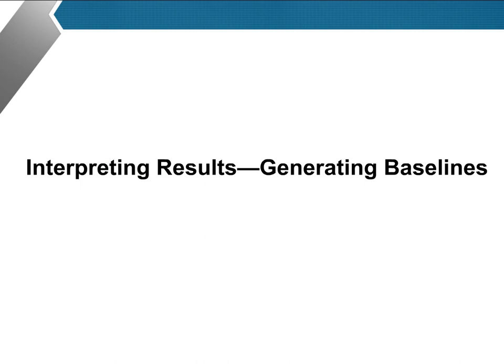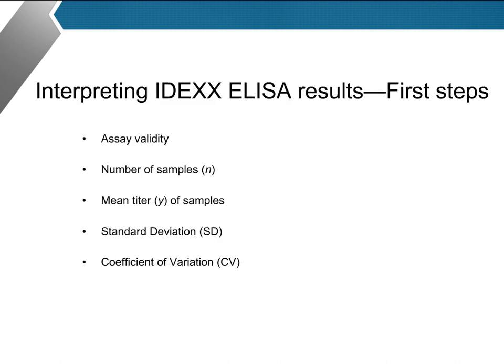So we've covered the background. Let's get into the generation of the baselines. The first steps that you'll always look at are interpreting the IDEXX ELISA for validity, the number of samples, the mean titer, standard deviation, and coefficient of variation, and assuring that all of these are in line with your expectations. Any abnormalities here could indicate that your test results are inaccurate. This can actually throw your baseline off and do more harm than good.